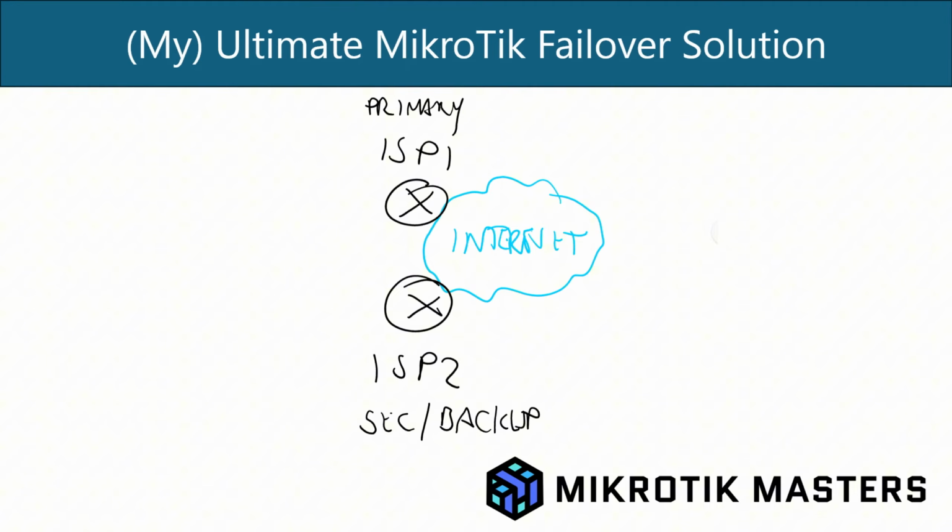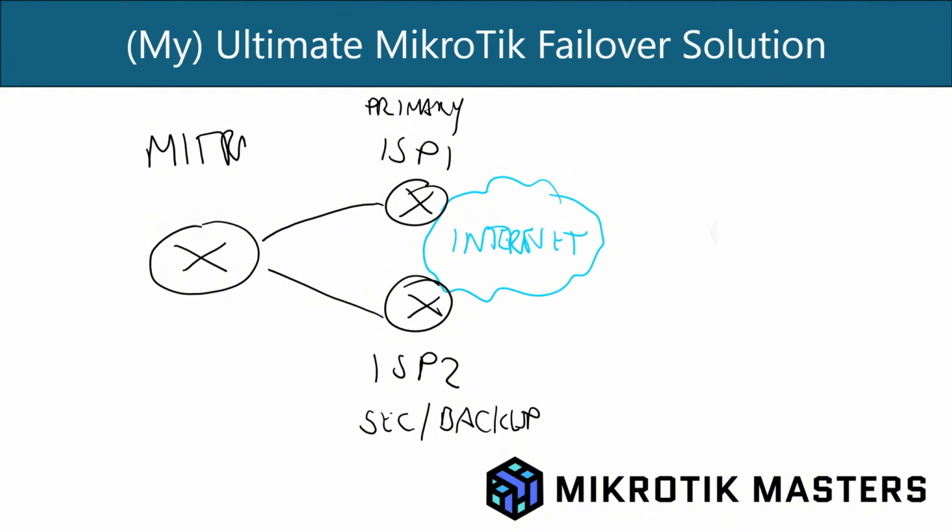We're not doing any load balancing, we're not doing any SD-WAN or anything fancy like that. We literally just want to say that if this connection to our MikroTik over here, the primary one, has no internet access, we want to use our secondary. Okay, so what we could do is monitor this interface here, but that would mean that this has to go offline somehow.